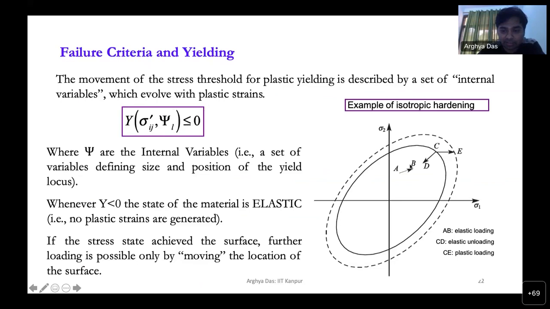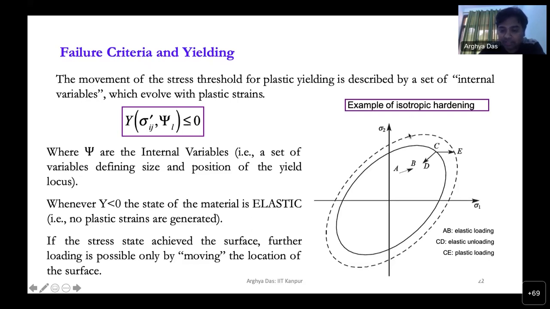Now the size of this yield surface can grow depending on this internal variable, psi. You can see this figure. It is plotted in sigma 1, sigma 2. The inner ellipse type of yield surface is shown, as if it is a Drucker-von Mises type of failure, and it is expanded depending on how that psi variable is changing. So that governs your hardening or softening.